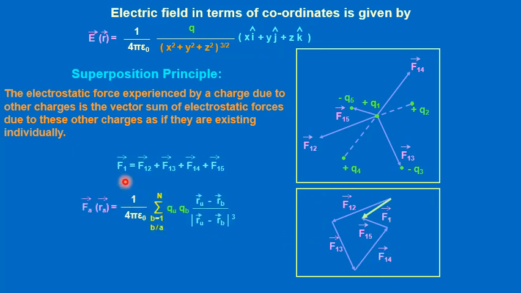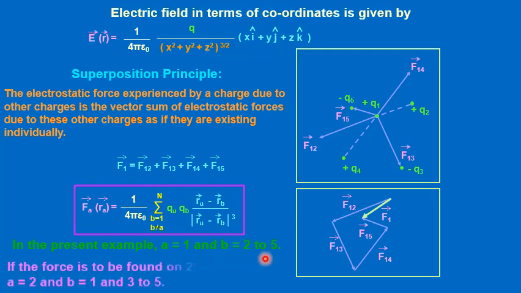So F1 can be written as F12 vector plus F13 vector plus F14 vector plus F15 vector, or we can write F A vector as a function of r A vector is equal to 1 upon 4 pi epsilon naught summation B is equal to 1 to n Q A into Q B into r A vector minus r B vector upon mod of r A vector minus r B vector whole cube. In the present example, A is equal to 1, B is equal to 2 to 5. If the force is to be found on the second charge, then A is equal to 2 and B is equal to 1 and 3 to 5.